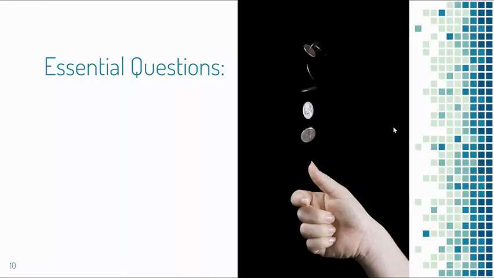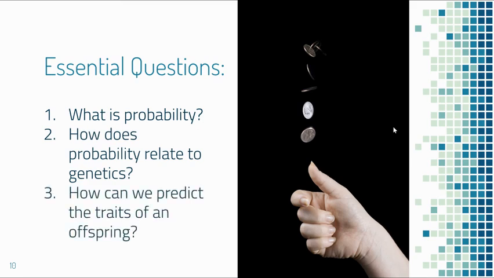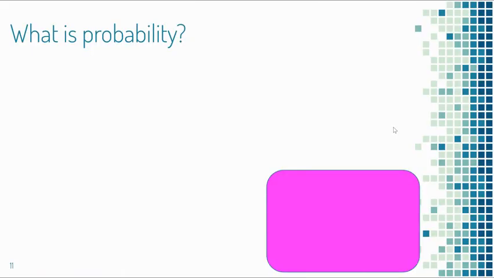The essential questions we're looking at today are as follows. We're going to be looking at what is probability. We're going to be looking at how does probability relate to genetics, and how can we predict the traits of an offspring. So to get started with that, what is probability?